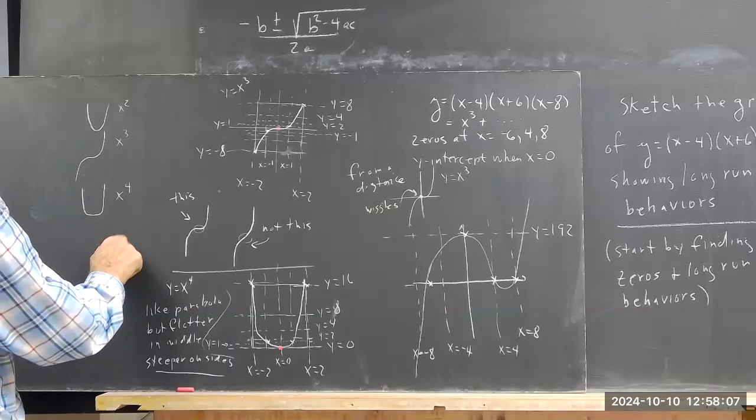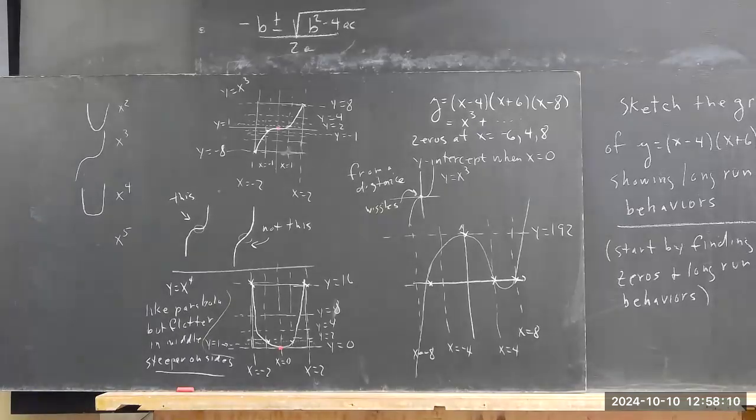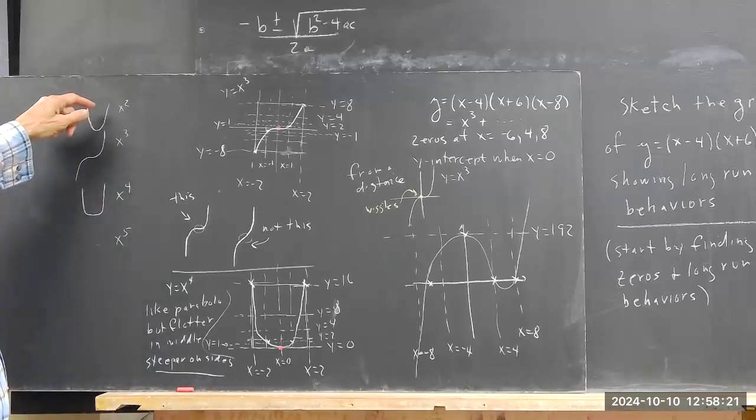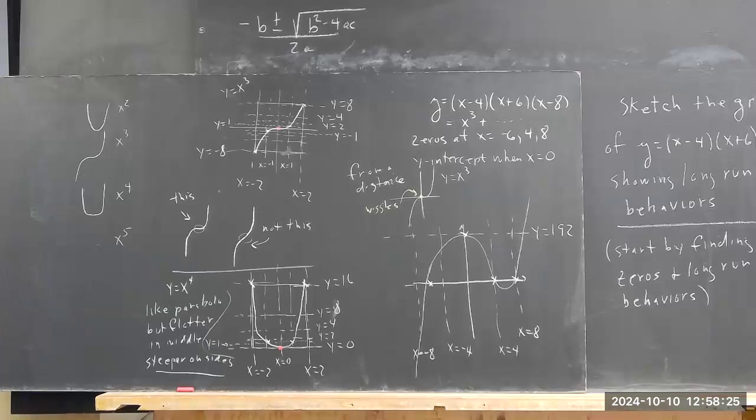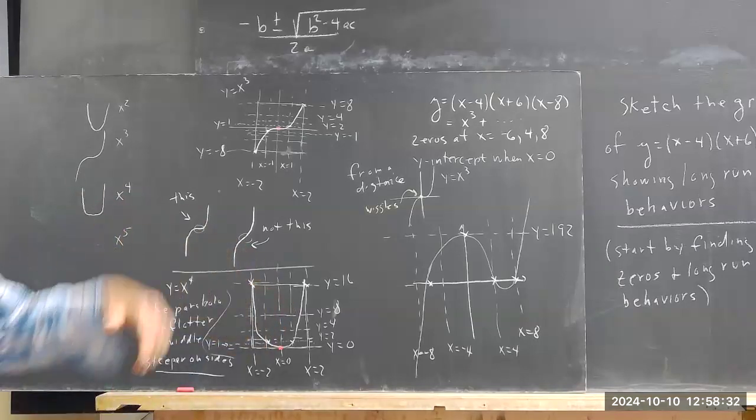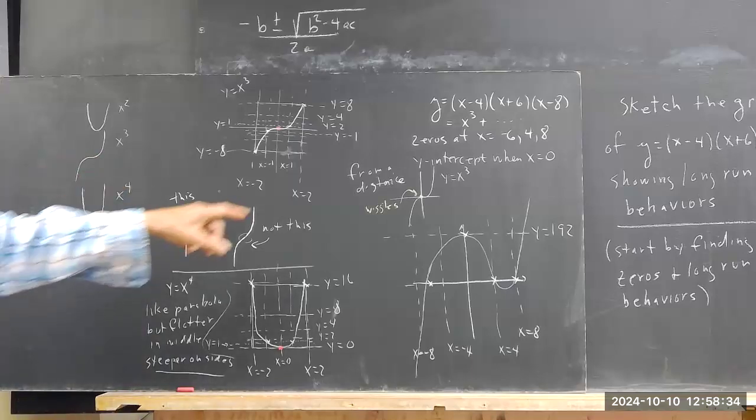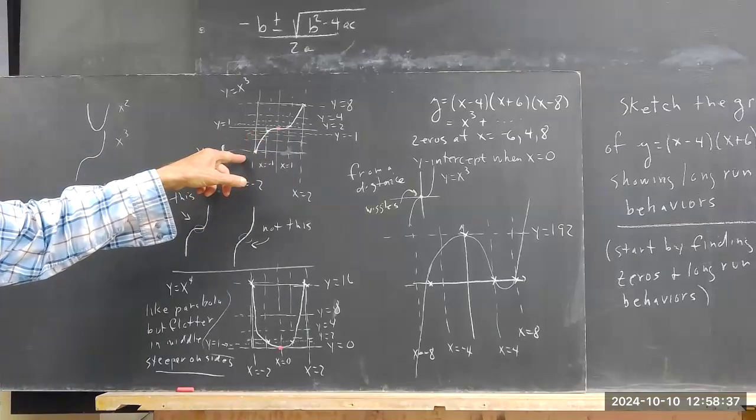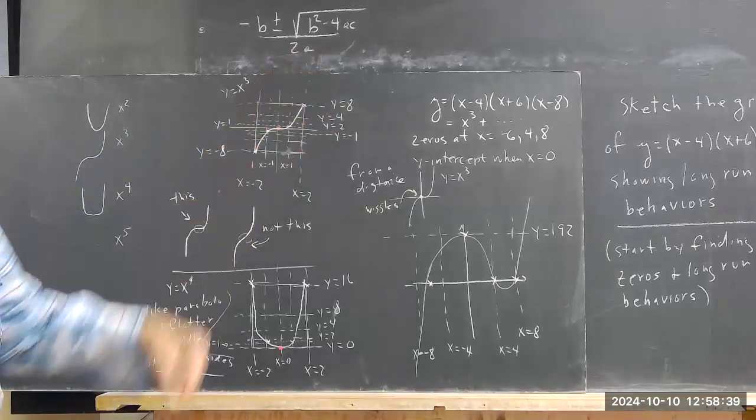And what's x to the fifth going to look like? It'll look like this one, like this one, or like this one. Call this 1, 2, 3. Is it going to look more like 1, more like 2, or more like 3? It's going to look like 2. Why? Because you're taking a fifth power. If you take a fifth power of a negative number, you're going to get a negative. So it's going to have to be negative over here to the left and positive over here to the right.